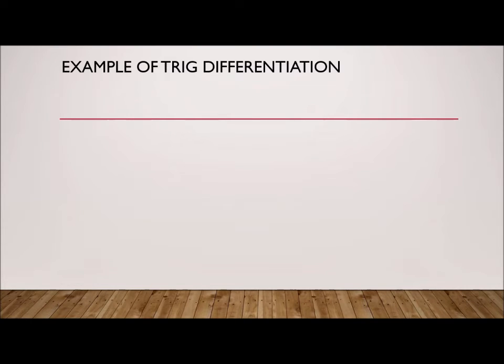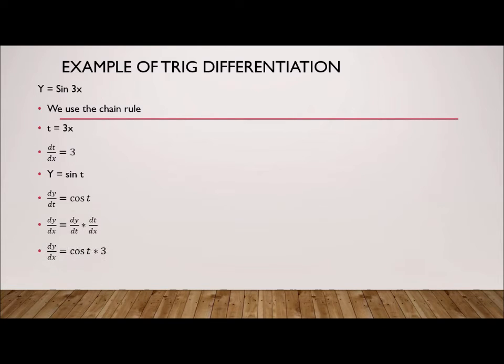Now we have here an example. Given y is equal to sin 3x, so we are going to differentiate this. We shall use the chain rule. So our t here will be 3x, so dt/dx will be 3, and y will be equal to sin t. dy/dt will be cos t. So by the chain rule we multiply the two, giving us cos t times 3. Further simplification gives us 3 cos 3x. We substitute for t, which is 3x. That will be our answer.